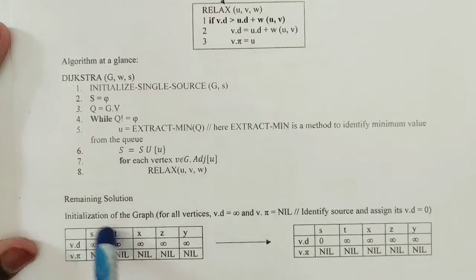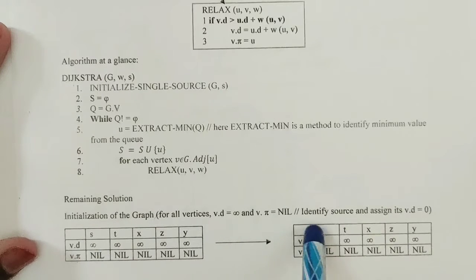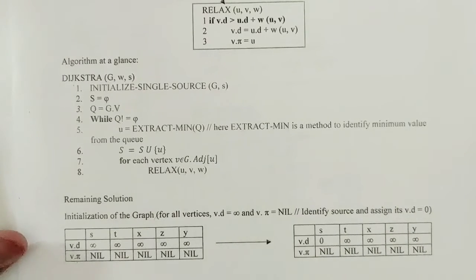Then as S is the source vertex, the shortest path estimate of the source becomes 0 and the remaining stay as infinity, and there is no change for v.pi. Then you have to maintain a minimum priority queue where the vertices will be stored based on their D parameter value, that means based on their shortest path estimate.